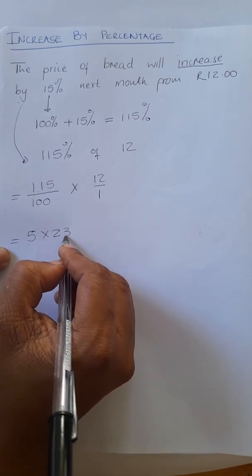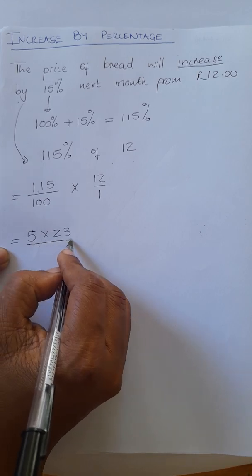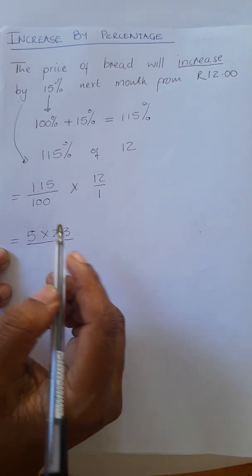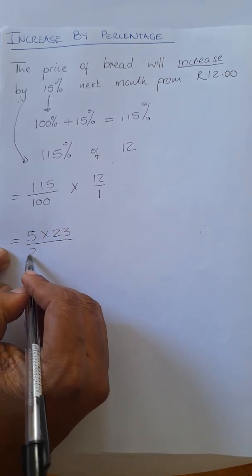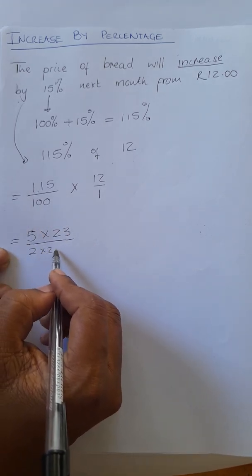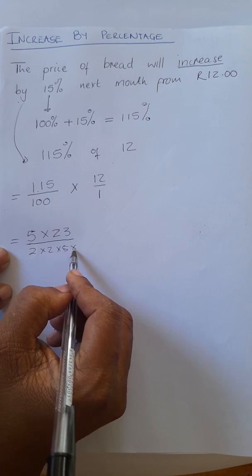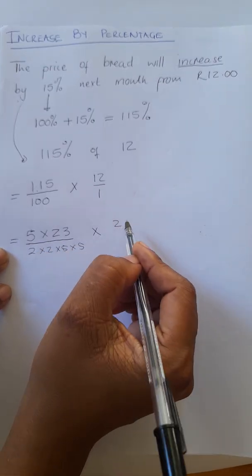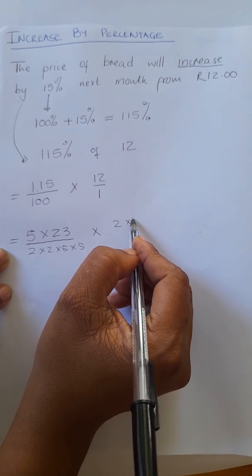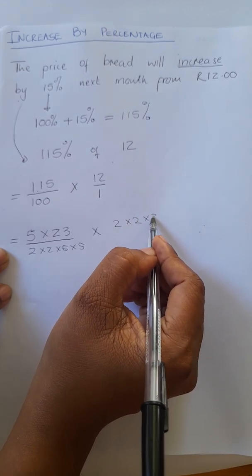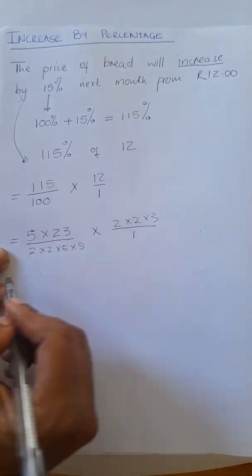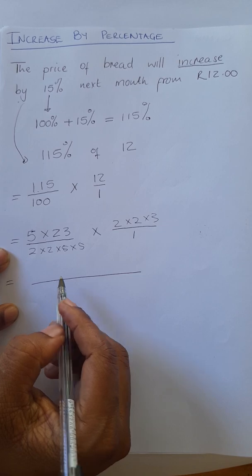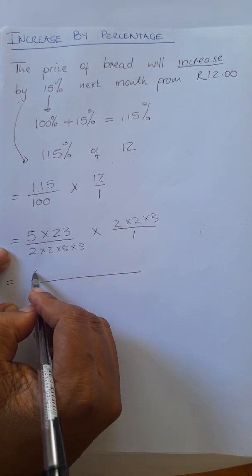I've already broken this down into prime factors. 5 is a prime number, 23 is a prime number. And 100 we already know by now: 2 times 2 times 5 times 5. Multiplied by 12, which is 2 times 2 times 3, divided by 1. Now we do what we did in lesson number 1 and 2.